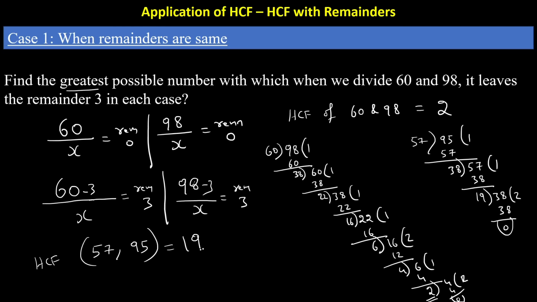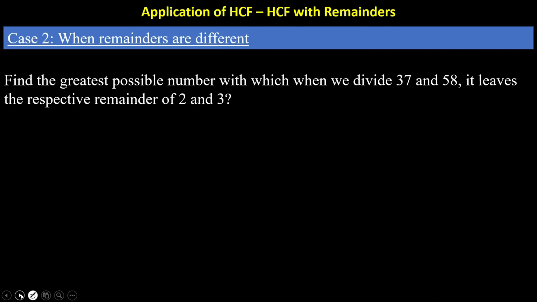If you want, you can check 60 divided by 19. 19 threes are 57, remainder 3. And one more number, 98 divided by 19. 19 five times is 95, remainder is 3. Now let's see case 2. When remainders are different. So here we need to find out the greatest possible number with which when we divide 37 and 58, it should leave the remainder 2 and 3 respectively.